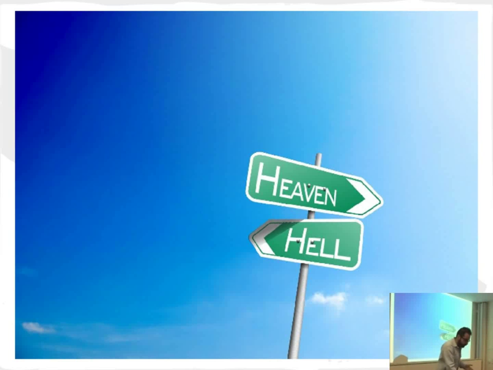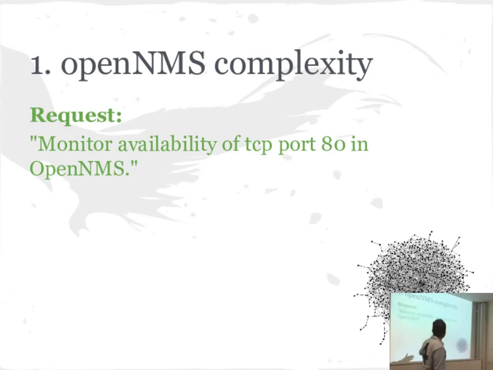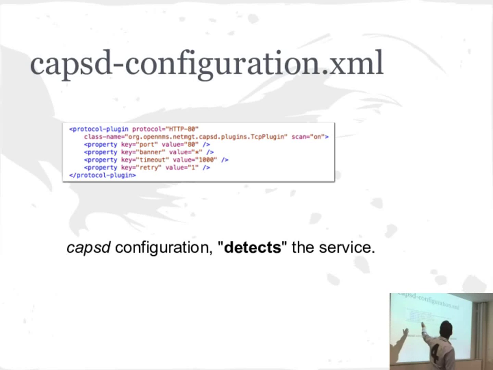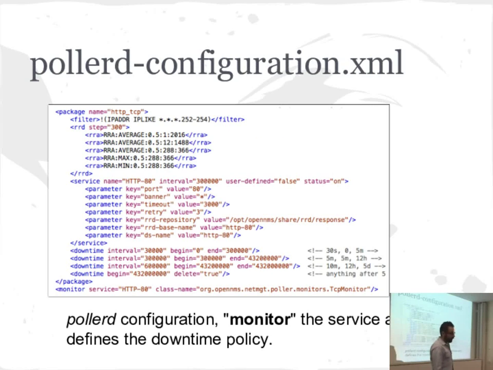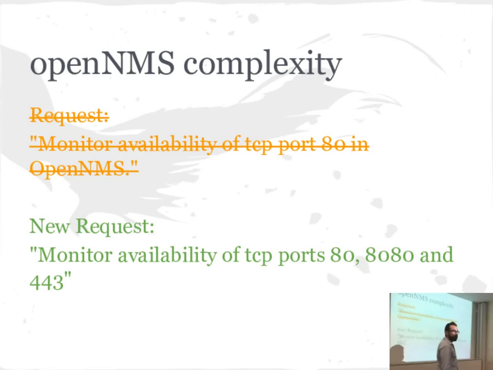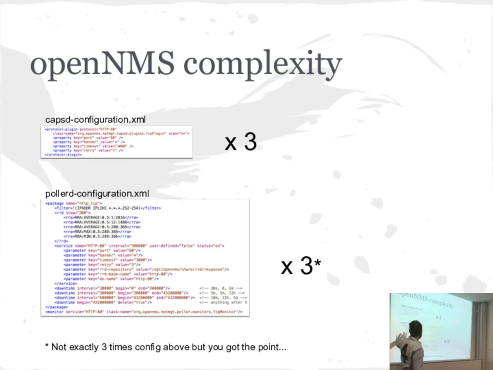To give you an example of a simple situation I was facing, I used to receive requests as simple as "monitor port 80 in OpenNMS." How could I do that? With the actual configuration of OpenNMS, you have to create your small piece in capsd, let's say monitor port 80. Then you need to create the portion in poller to say how you want that to be polled and all that. But if the request is a bit more complex, which is just basically to monitor ports 80, 8080 and 443, you have to create that configuration 3 times, create this as well 3 times, or almost 3 times, and all that. So what I realized is that there had to be a better mechanism for me to create that configuration, to avoid typos and to simplify my life.